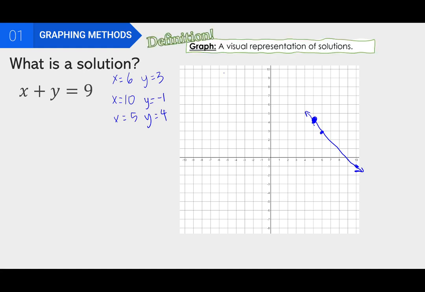So a graph is a visual representation of solutions. Every single point on that line, if I plug in the x where the x goes and the y where the y goes, I get 9 when I add them together.